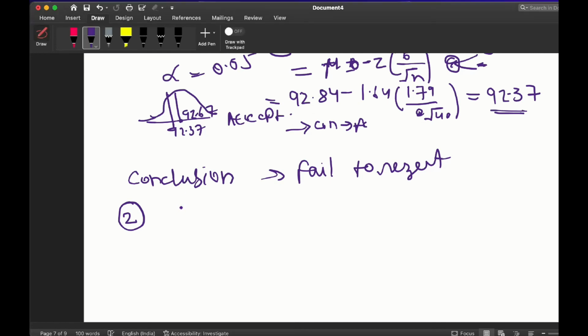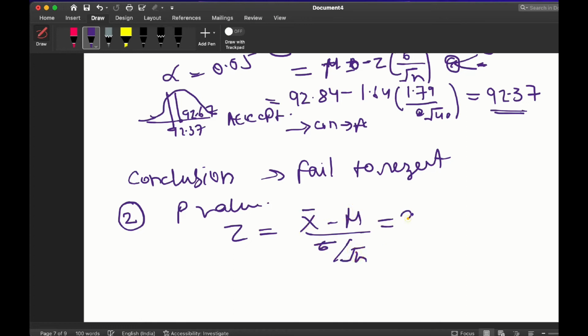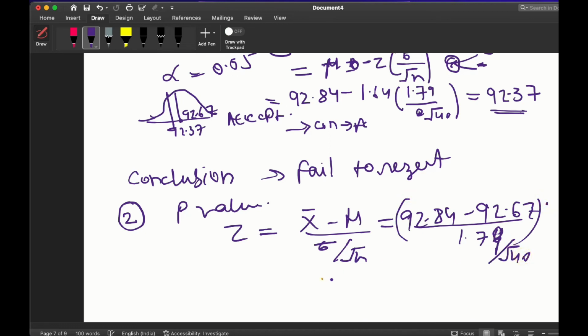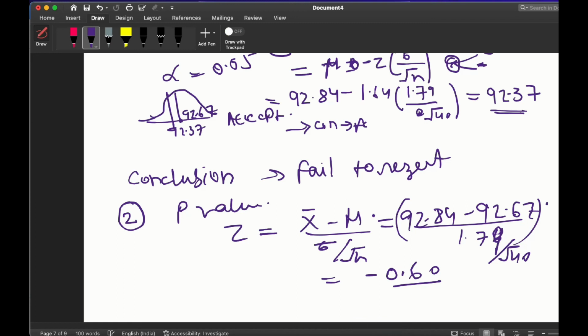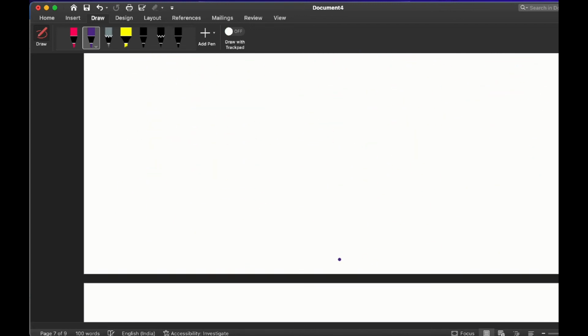Okay, now we will calculate using the p-value method. So we will use the formula z equal to x bar minus mu divided by sigma divided by root n. So 92.84 minus 92.67 divided by 1.79, and it will be under root 40. So we have already calculated above, so it is minus 0.60, and we can see this also, 0.6 is 0.2742, so our p value is 0.2742.